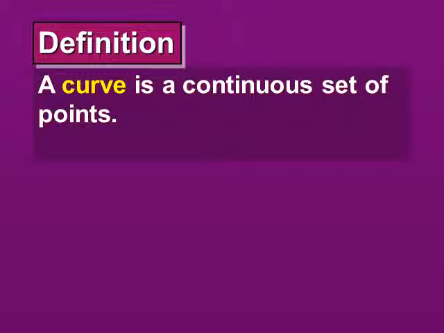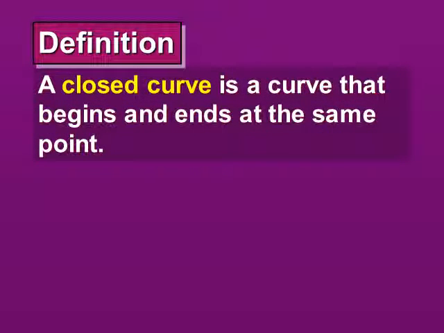And we'll finally get into what the title of the section is, Curves and Circles. A curve is a continuous set of points. A closed curve is a curve that begins and ends at the same point. I'm sure you can think of a curve that begins and ends at the same point just off the top of your head.